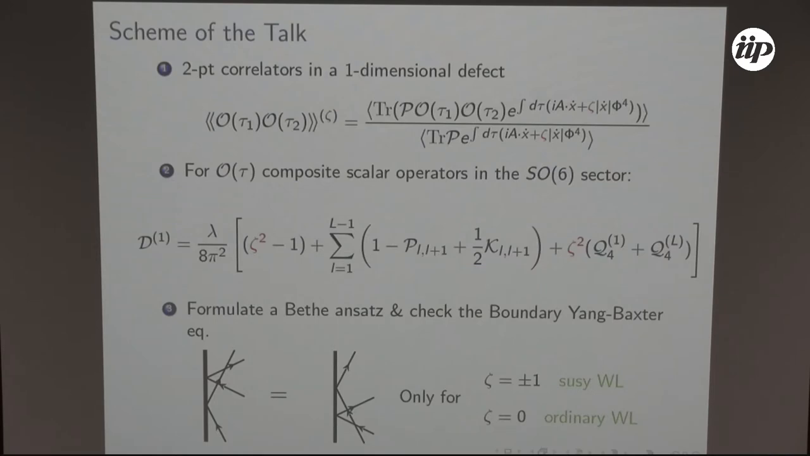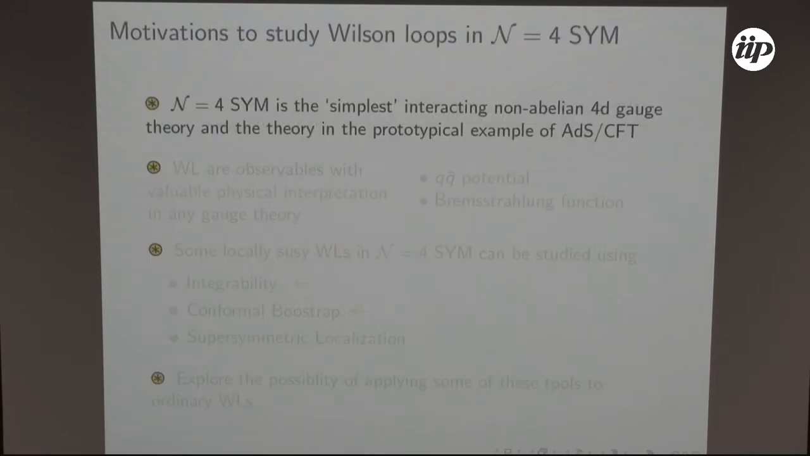Now, that was just a sketch of what is going to be the talk. So let me motivate this computation. Why should you be interested in Wilson loops in N=4 super Yang-Mills? Well, to begin with, N=4 super Yang-Mills is maybe not the most interesting non-abelian four-dimensional gauge theory, but it is certainly the simplest interacting non-abelian four-dimensional gauge theory. And moreover, it is the gauge theory in the prototypical example of AdS/CFT. So if you would like to learn about AdS/CFT, it is the best lab.